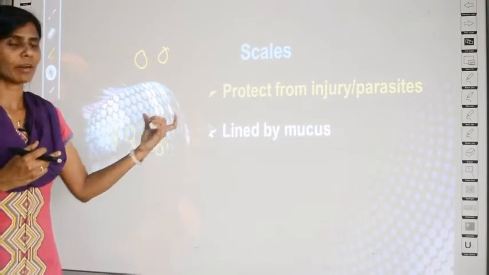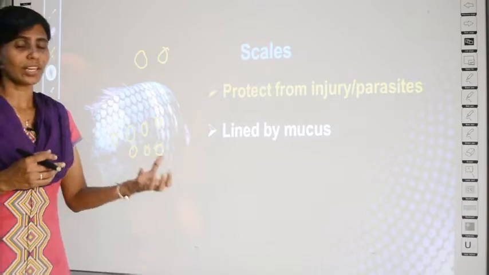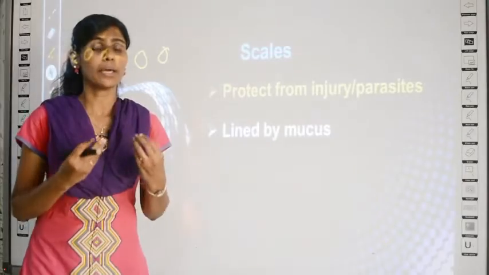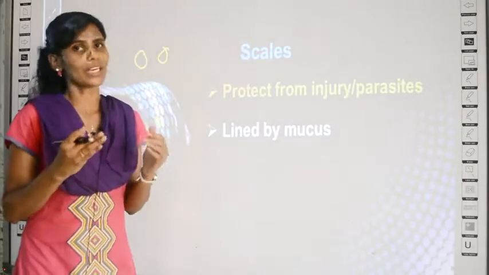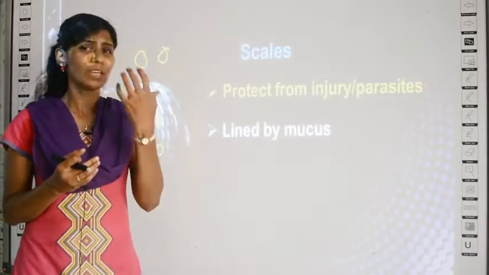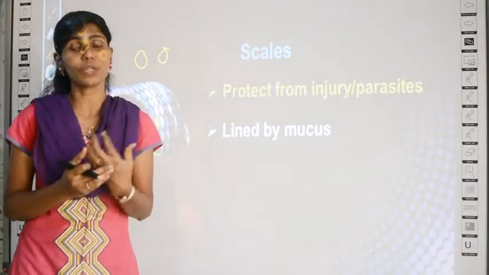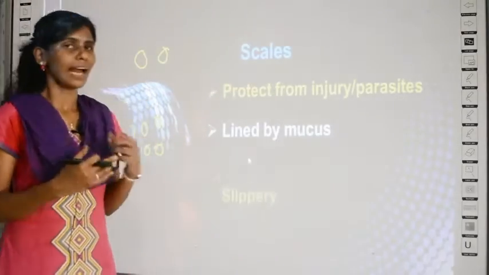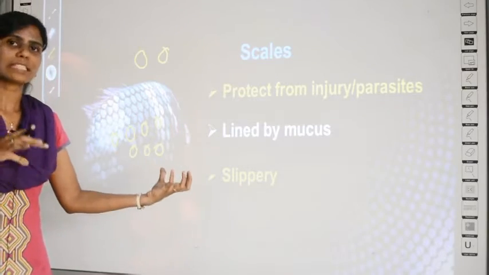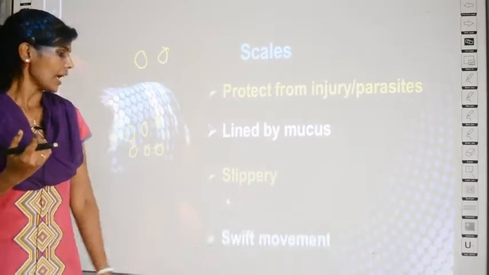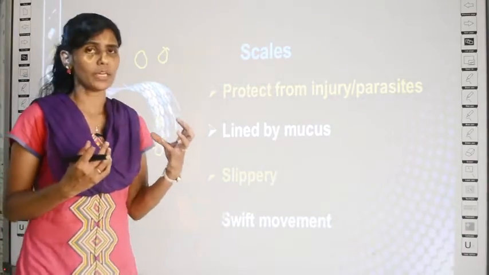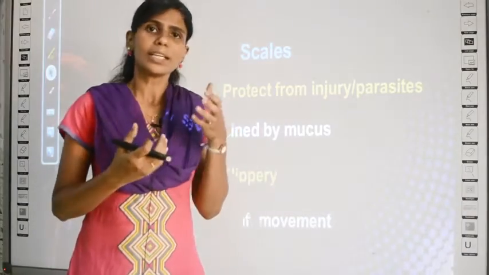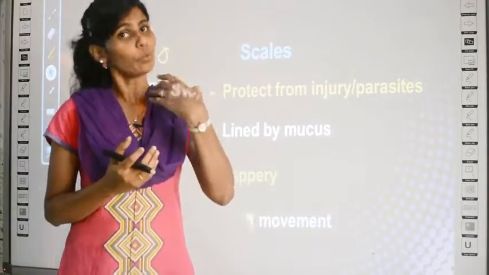So scales protect from injury and parasites, and when you try to hold a fish, it will be slippery. It will not be like a solid object. It will slip from your hand because the scales have some mucus on them. Mucus means a sticky substance. We have mucus in the nose, the sticky substance you get during a cold, all that kind of mucus the fishes also have, and this also makes them slippery and they can easily escape from their enemies. And the presence of mucus also helps in swift movement. Since it is slippery in nature, it can easily slip along with the water and move very fast.